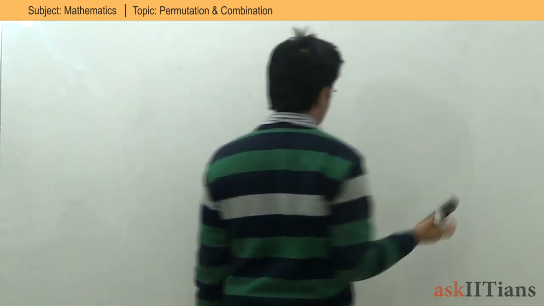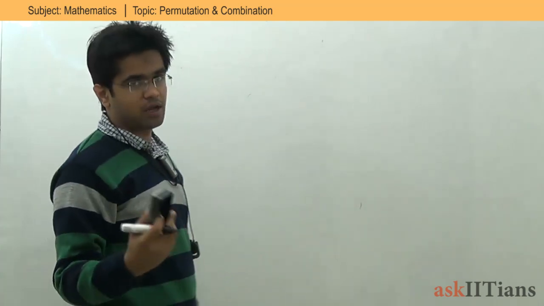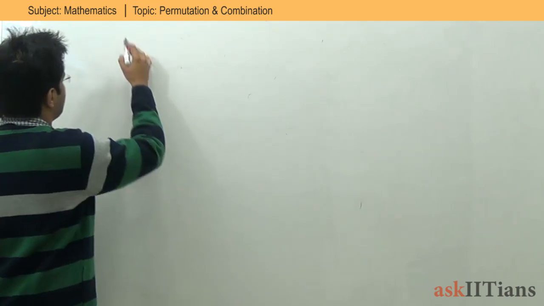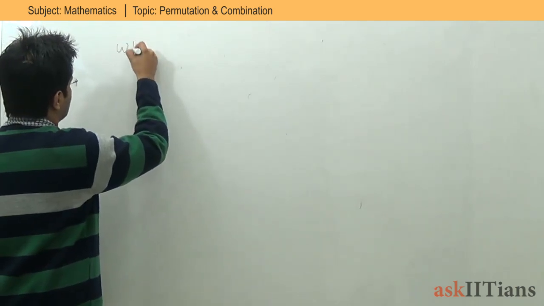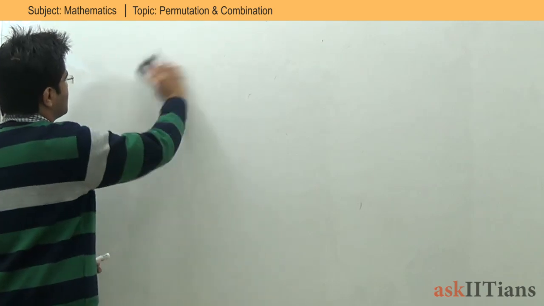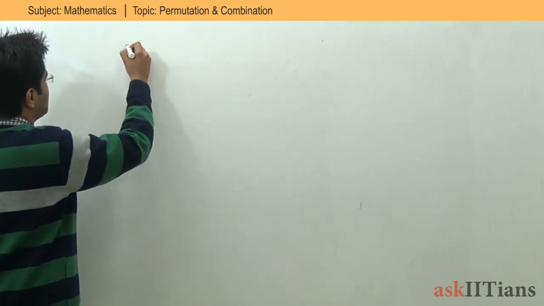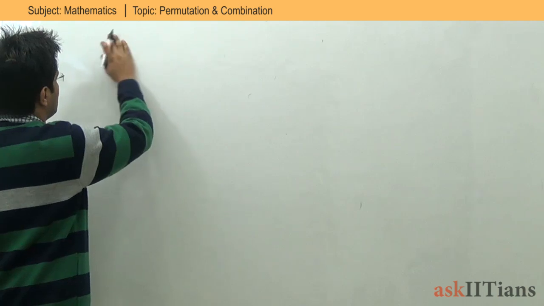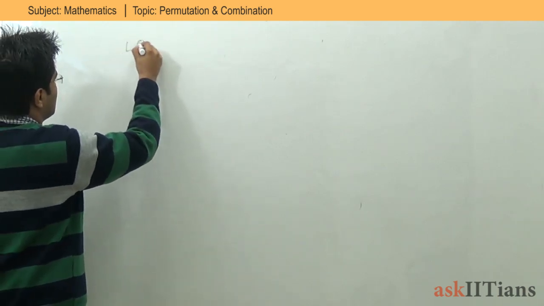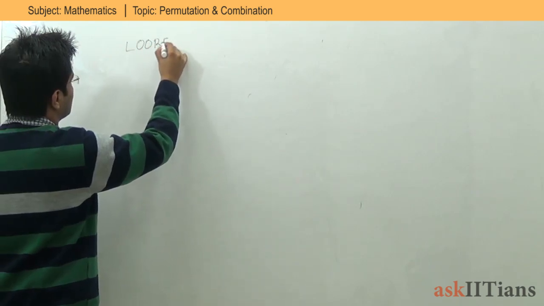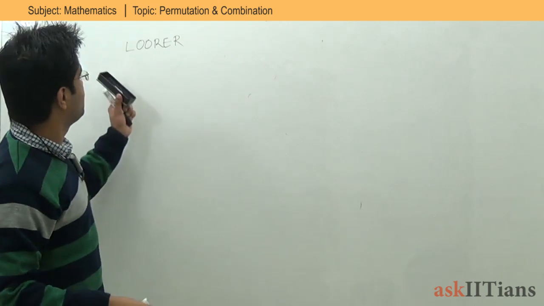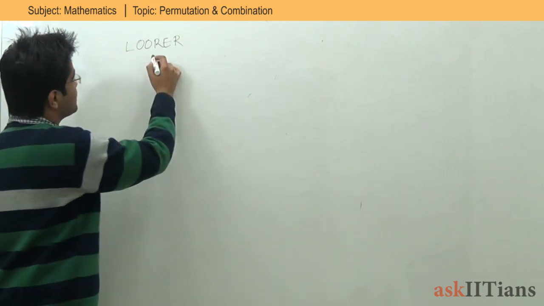One more type of question which is many times asked in JEE is arrangement in a dictionary. Okay, so suppose we have a word, let's say walker, or let's take a word. Let's say this is any word and we need to find what is its place in the dictionary.